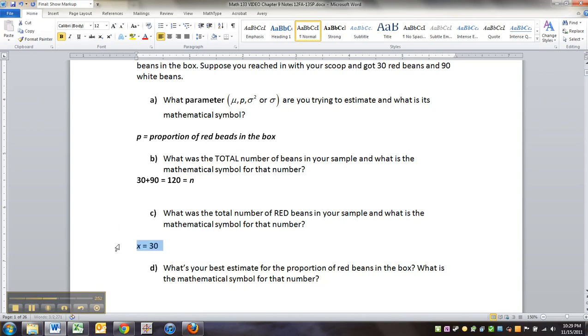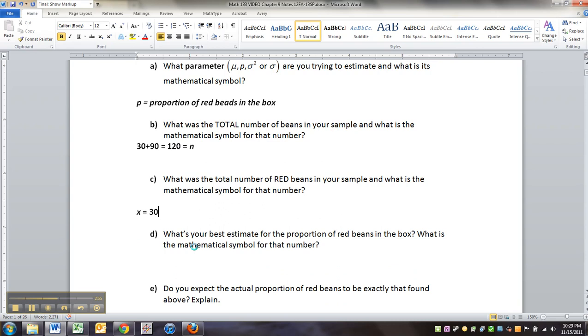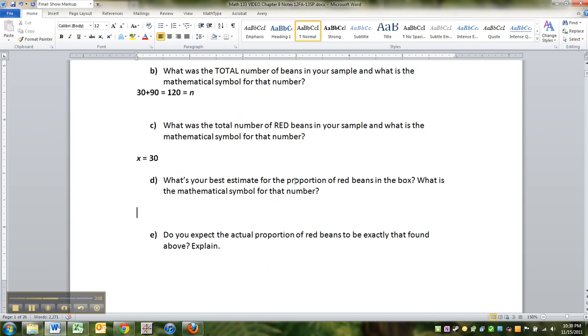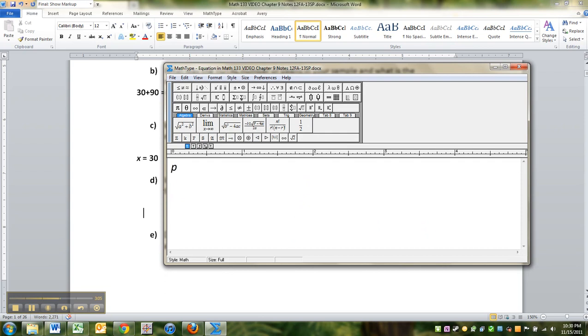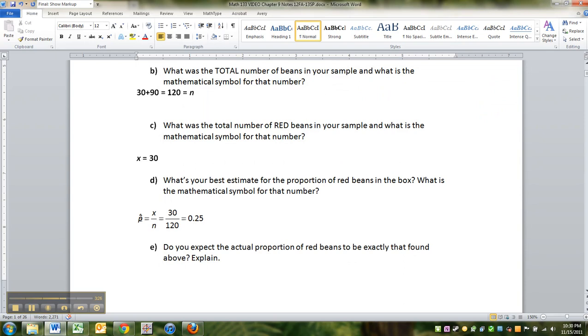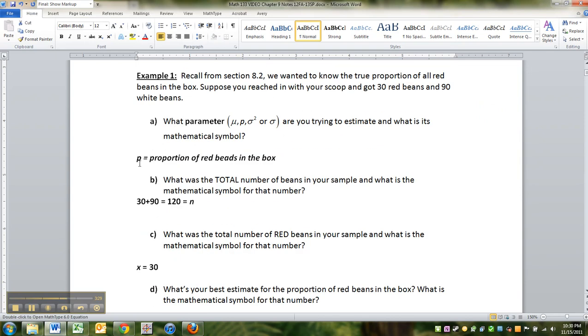So what's our best guess for what the population proportion is? Our best estimate for the proportion of red beans in the box. Well, that would be p hat. We learned about that in 8.2. It has a formula, x over n, which is equal to 30 over 120 in this particular instance, which would be 0.25 if you found it in a decimal, right? So sample proportion, p hat, estimates the population proportion, p.